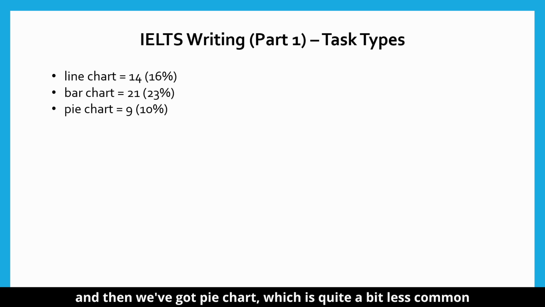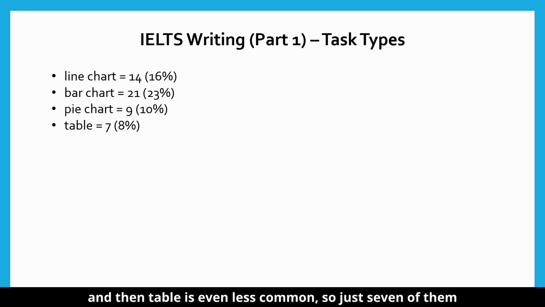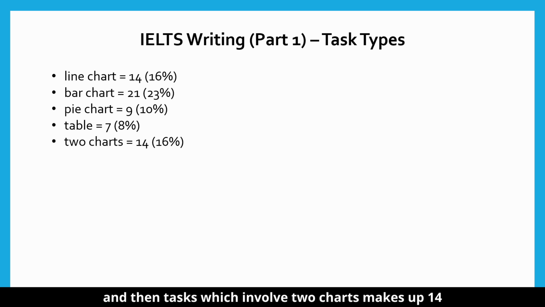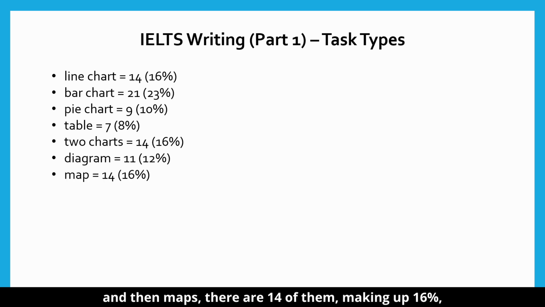And then we've got pie chart, which is quite a bit less common, so only makes up 10% of the total tasks we can see in these materials. And then table is even less common, so just 7 of them. And then tasks which involve 2 charts makes up 14. So again, similar to the line chart, that's 16% of the total. And then we've got diagrams, which is 11, so about 12%. And then maps, there are 14 of them, making up 16%.